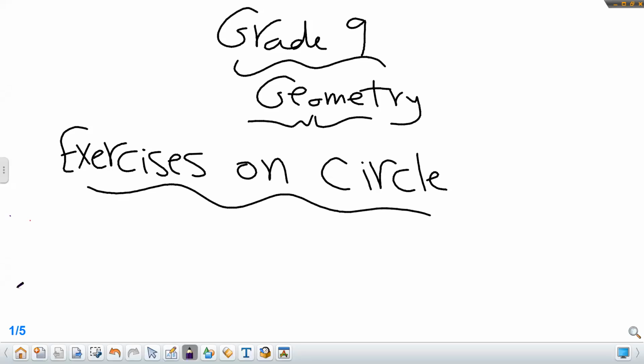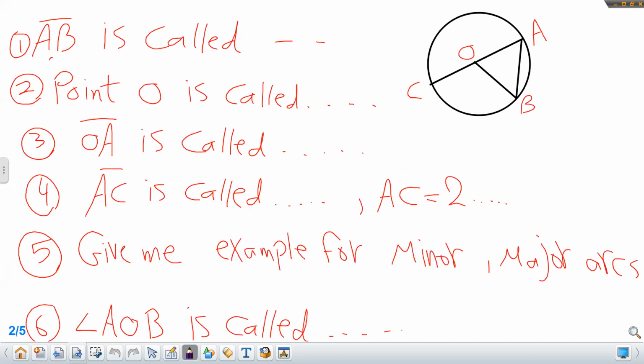Welcome to grade 9 math in geometry. Today, inshallah, you will solve some exercises on the circle. You have studied it before, but now you will solve some exercises on the circle. Okay, first question. This figure represents a circle.